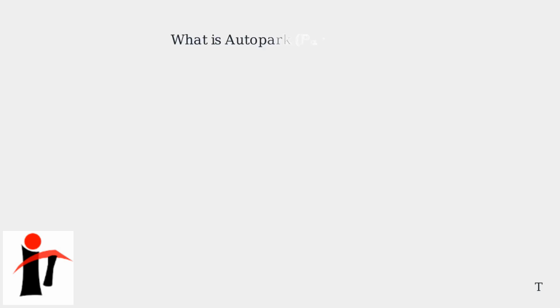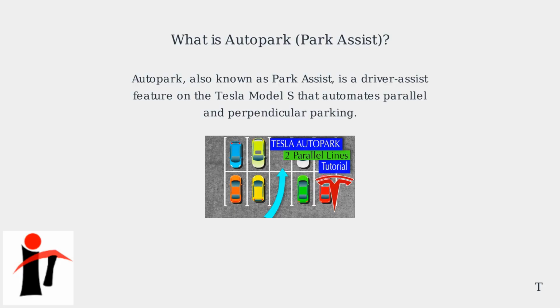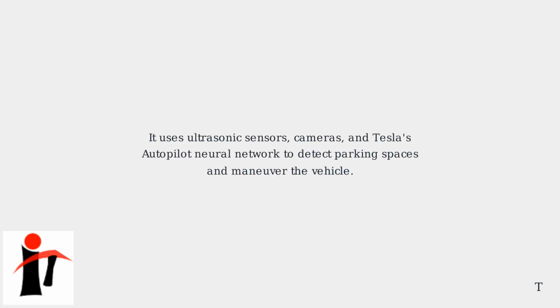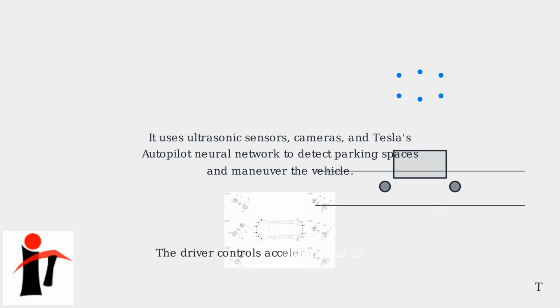Autopark, also known as Park Assist, is a driver assist feature on the Tesla Model S that automates parallel and perpendicular parking. It uses ultrasonic sensors, cameras, and Tesla's autopilot neural network to detect parking spaces and maneuver the vehicle. The driver controls acceleration and braking while the car steers.